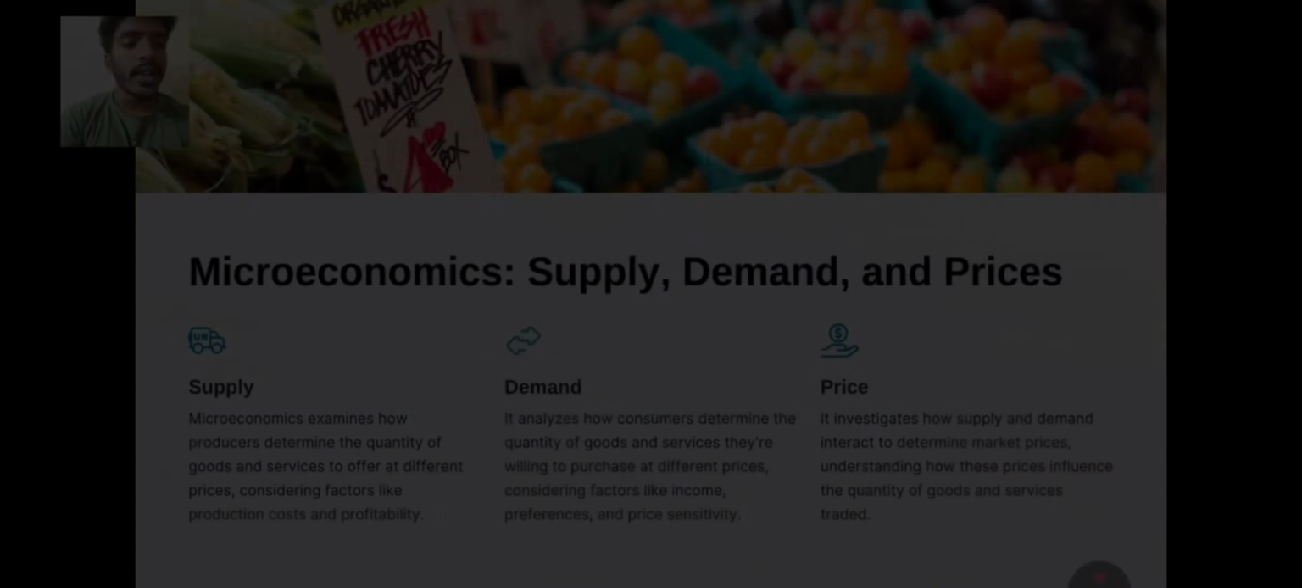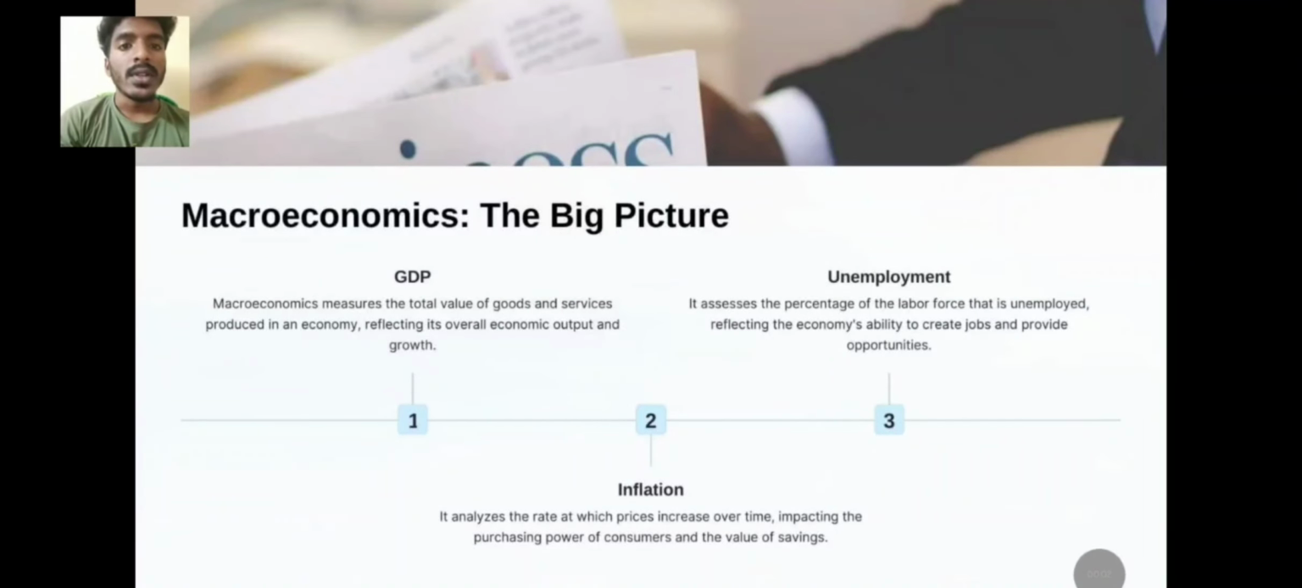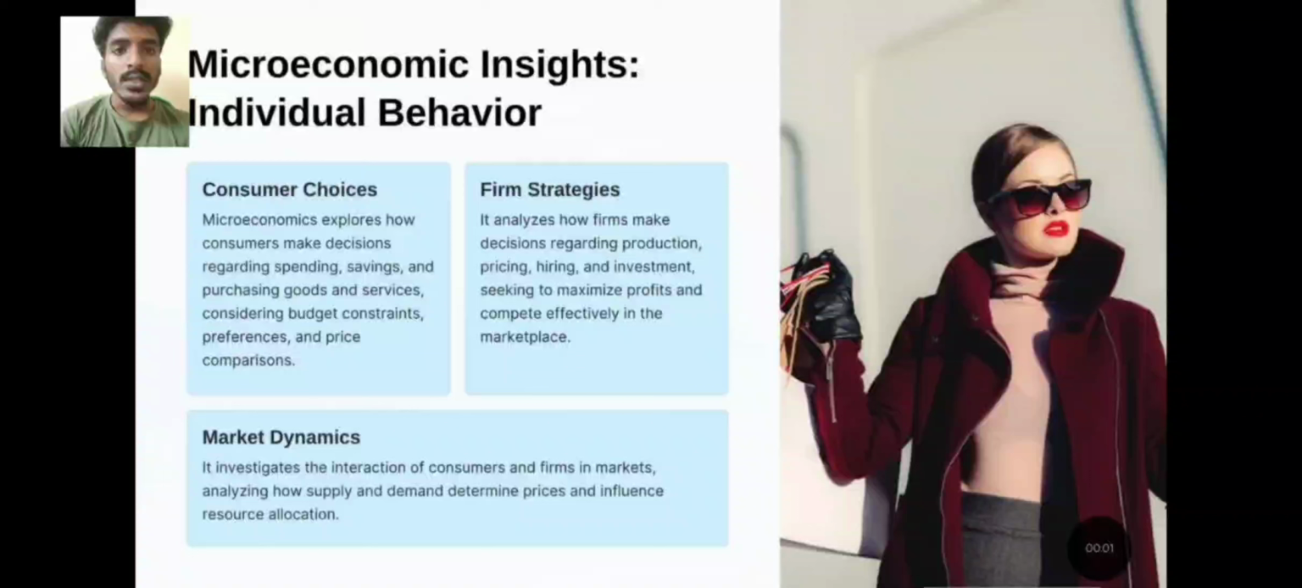It helps us understand how these prices influence the quantity of goods and services traded. Macroeconomics, the big picture. GDP. Macroeconomics measures the total value of goods and services produced in the economy, reflecting its overall economic output and growth. Inflation. It analyzes the rate at which prices increase over time, impacting the purchasing power of consumers and the value of savings. Unemployment. It assesses the percentage of the labor force that is unemployed, reflecting the economy's ability to create jobs and provide opportunities.